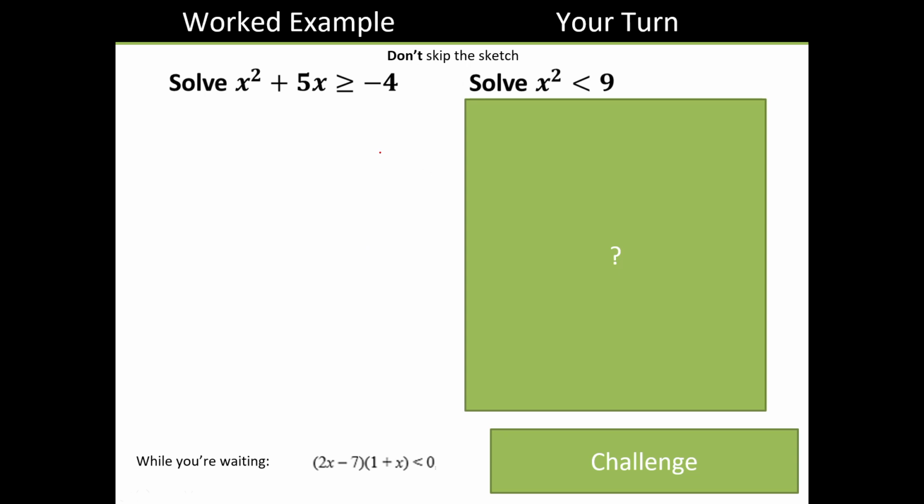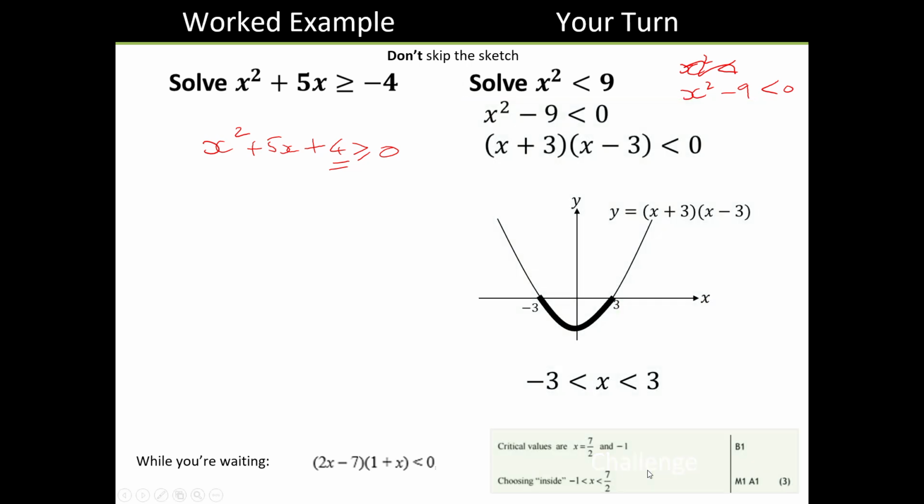So this one here, what could we do? Well, we could do x squared plus 5x plus 4 is greater than or equal to 0. Follow the same steps. Over here, x squared is less than 9. Well, let's do x squared minus 9 is less than 0. We could try factorizing these first. You know, 4 and 1, that's going to work, isn't it? Okay, 3 and -3, you get the idea with this, okay?